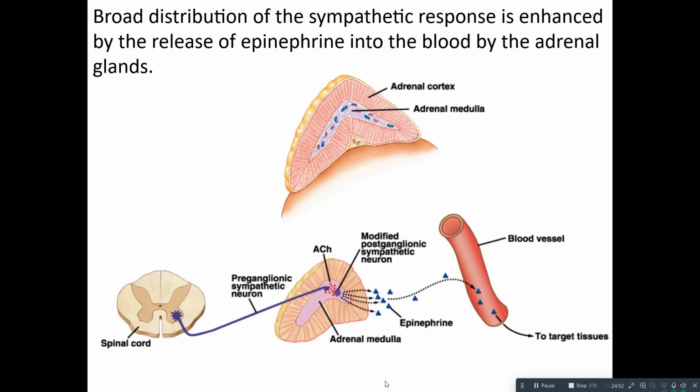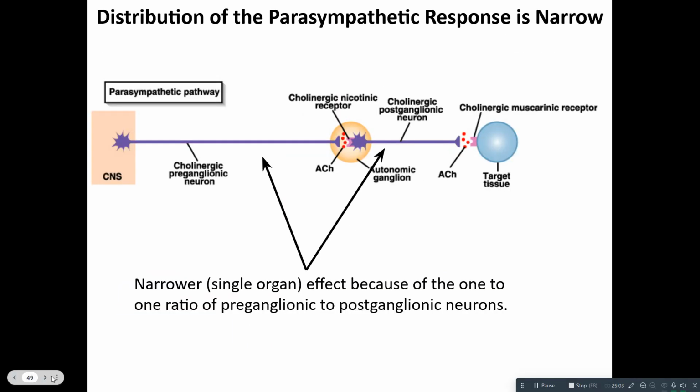And by going into the blood, well, they're going everywhere, right? So that's why it's a body-wide systemic response. Now, we can contrast this with the parasympathetic response, which is narrower. There's no branching of the preganglionic neurons, so it's a one-to-one. And also, there's no hormone release the same way there is with epinephrine. And parasympathetic can be more organ-specific because it's not the same level of danger that we think about with our fight or flight response.